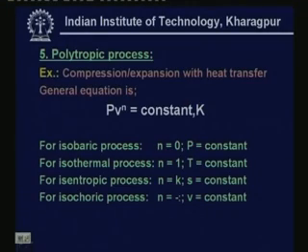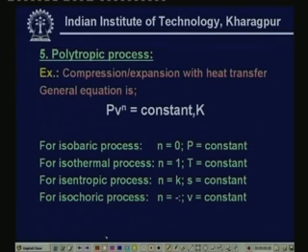Such a process is called a polytropic process, and all the polytropic processes follow a general relation given by PV^n = constant, where P is again absolute pressure, V is the volume, and n is known as the polytropic coefficient, and this n can take values anywhere between minus infinity to plus infinity. That means almost all the processes fall under this polytropic process. For example, for an isobaric process P is constant. So this is an example of an isobaric process.